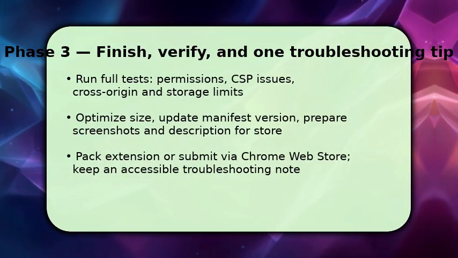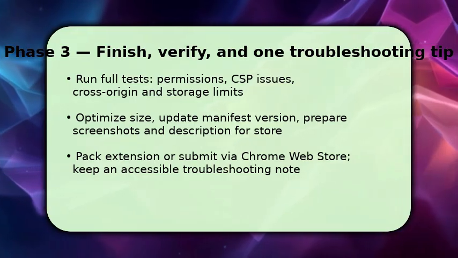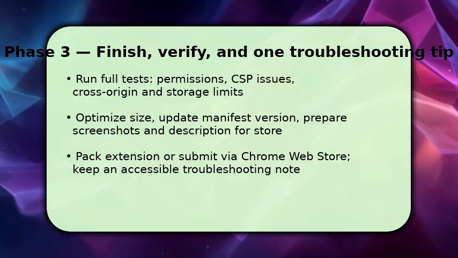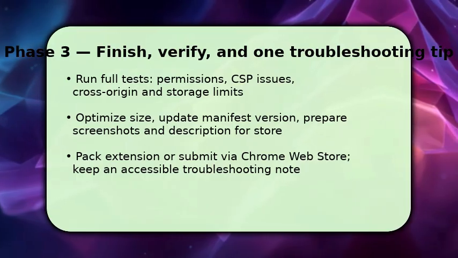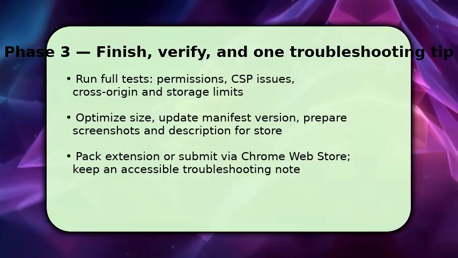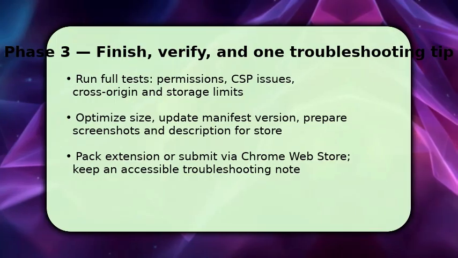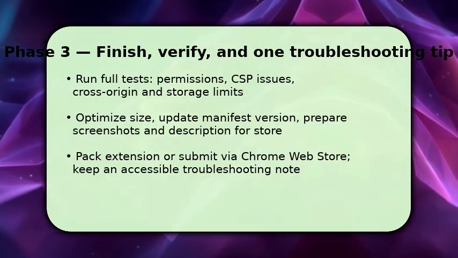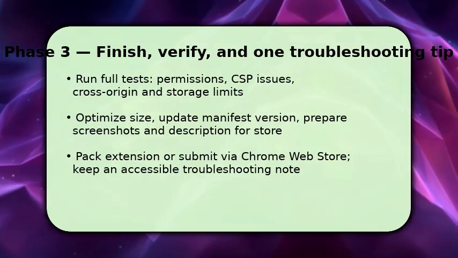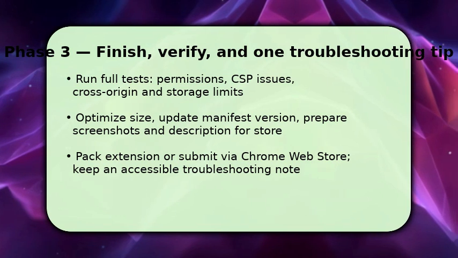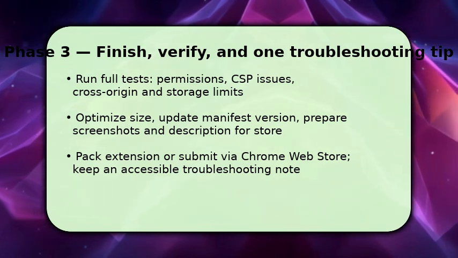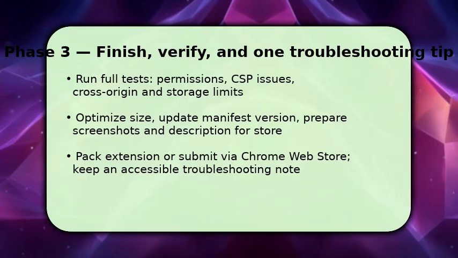Once done, increment the manifest version, compress assets, and prepare store assets and a clear description. Pack the extension locally to sanity check the CRX, then submit to the Chrome Web Store and follow review instructions. If something breaks, check console errors and permission scopes first. Often a missing host permission or CSP rule is the cause, and adjusting the manifest fixes it.